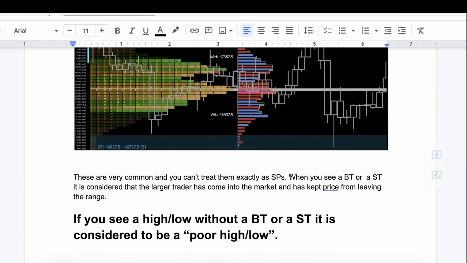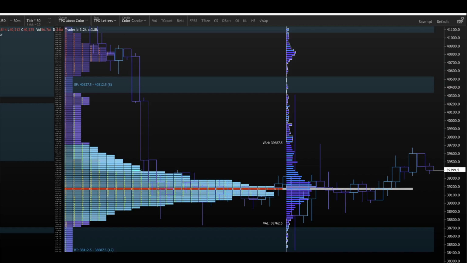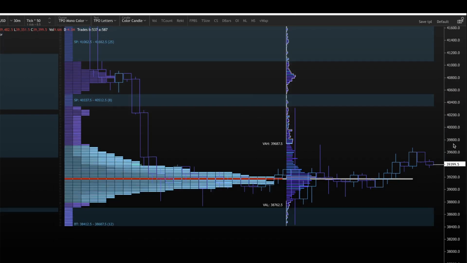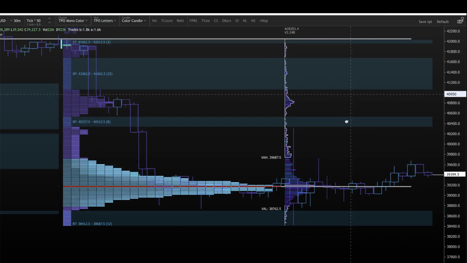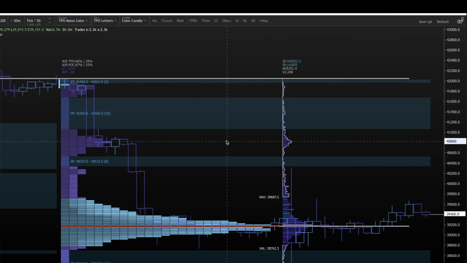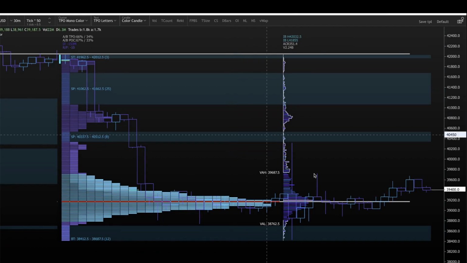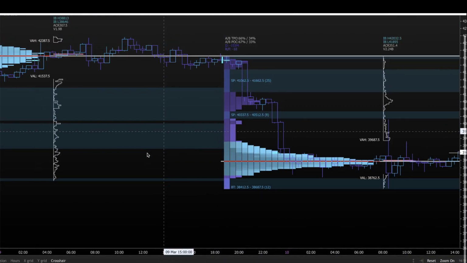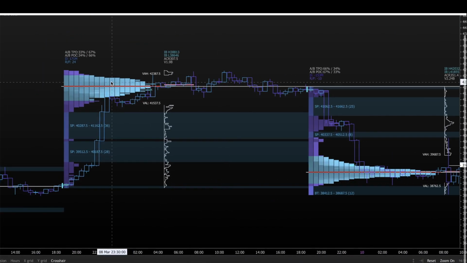When you see a buying tail or a selling tail, it means that there are larger traders who have stepped into the market to keep price from leaving that range. Okay, it means there are large players who are filling large orders at the high or at the low of the balance, and it's keeping price inside this range. Okay, now we see them all the time. It's more rare that we don't see one.